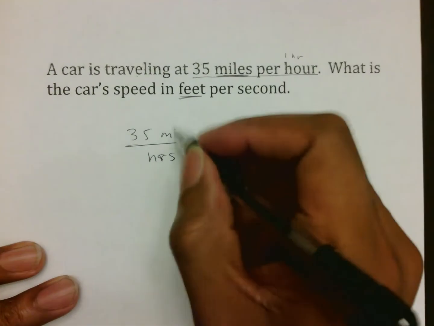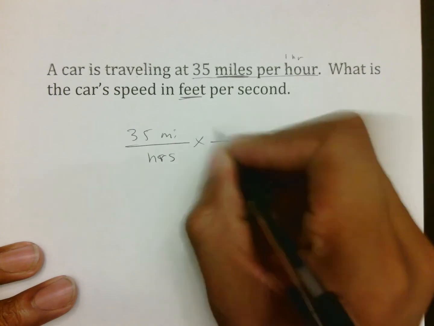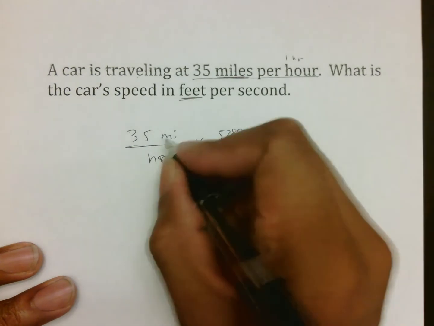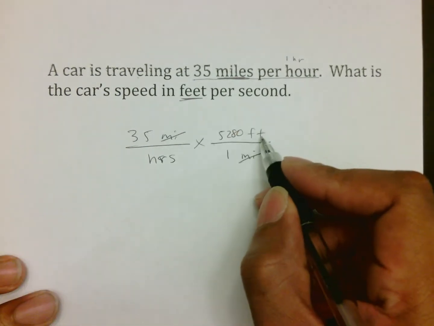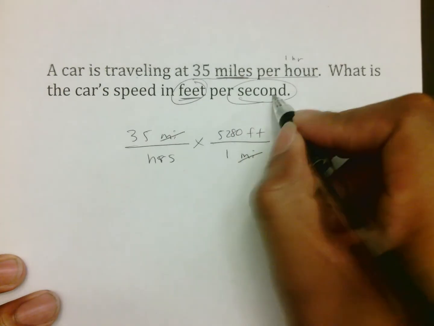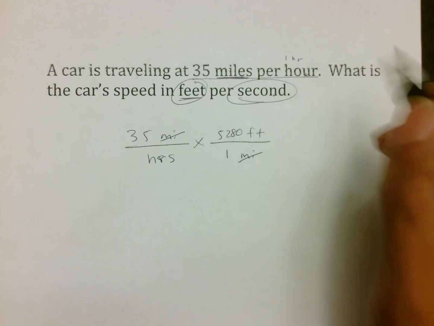And so if I want to get rid of miles, which is blatantly on the top, we want miles to be on the bottom, which is 1 mile equals 5,280 feet. Notice how miles cancel, and we now have our feet. The problem is, even though we have our feet taken care of, it's feet per second, and we are right now in hours. And so we have to do some more conversion, but this is the tricky one.